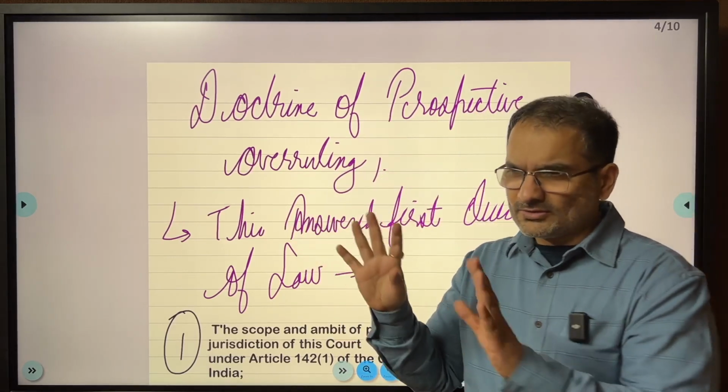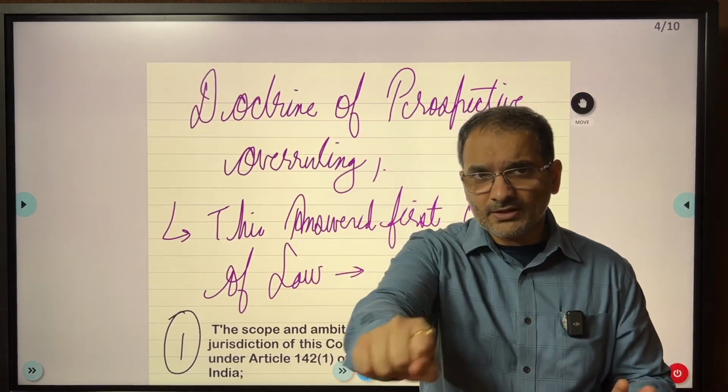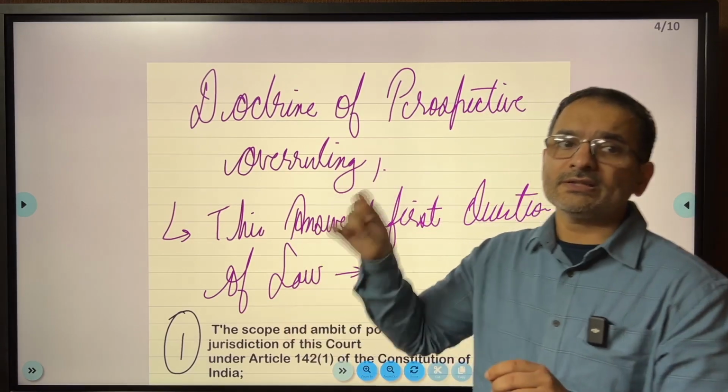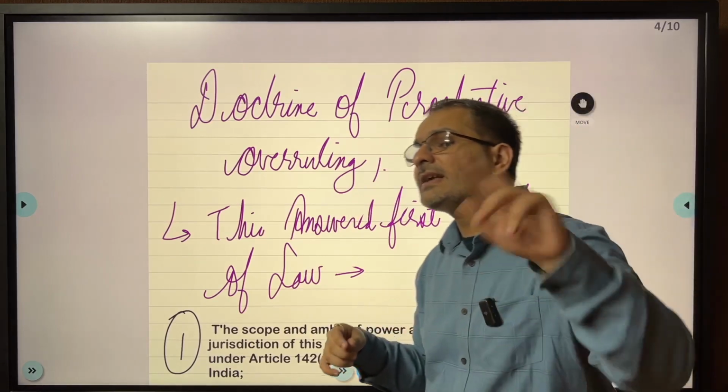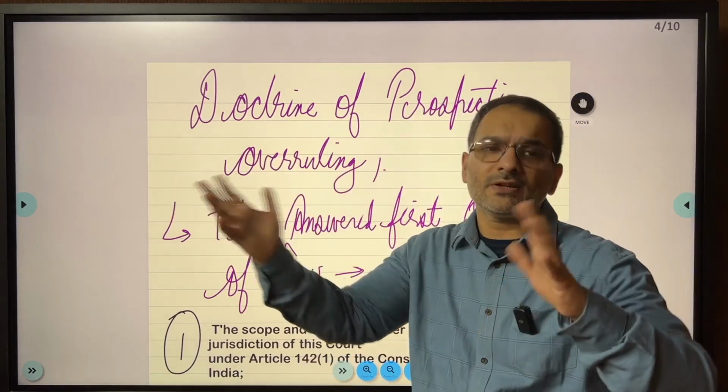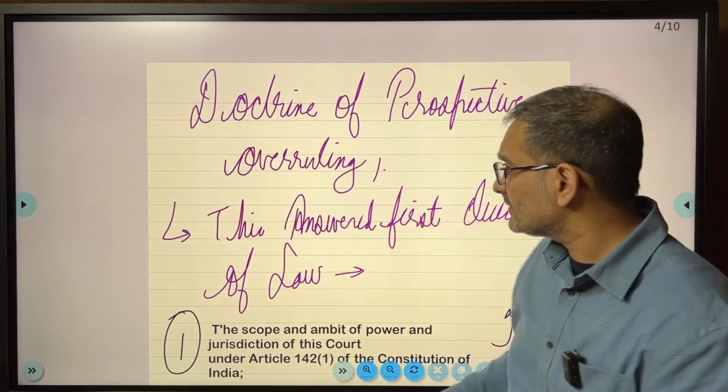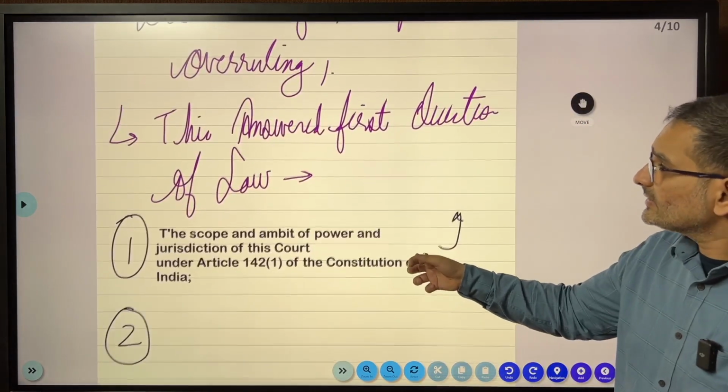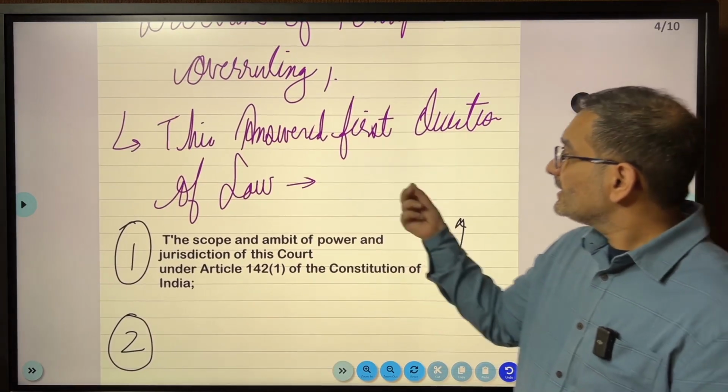केशवानंद भारती में they said, look, थोड़ा बहुत amendment कर लो, but basic structure मत छोड़ना. Golaknath was overturned in this aspect that can fundamental rights be amended? Yes, as long as they're not part of the basic structure. This is pretty much the nutshell of the constitutional law history. All right. So this answered the first question of law.